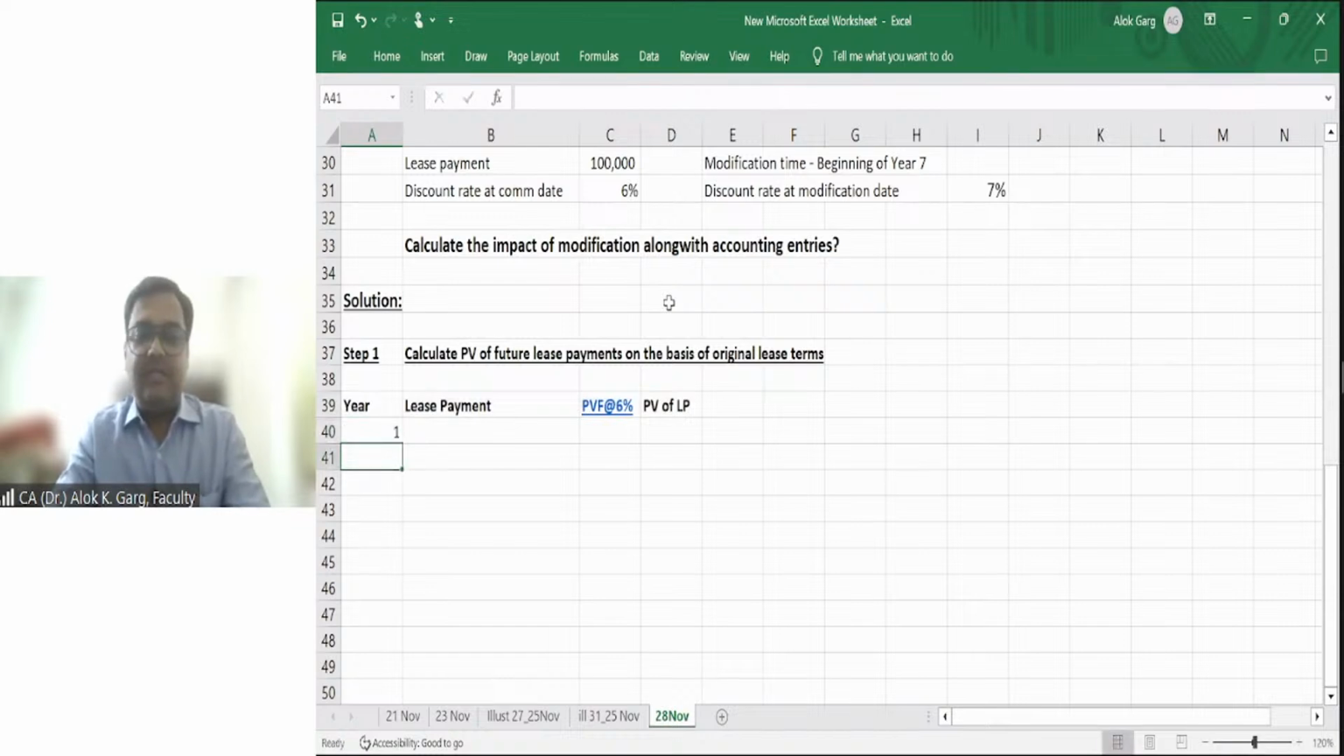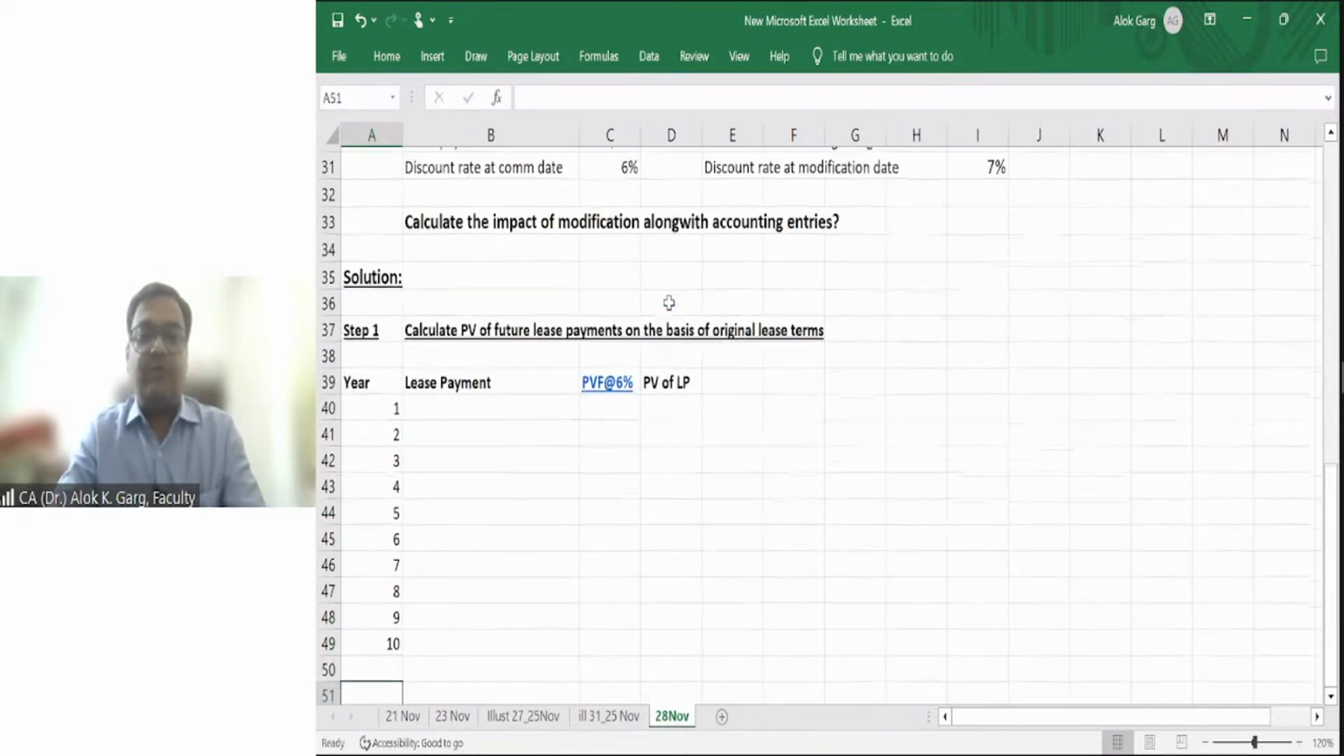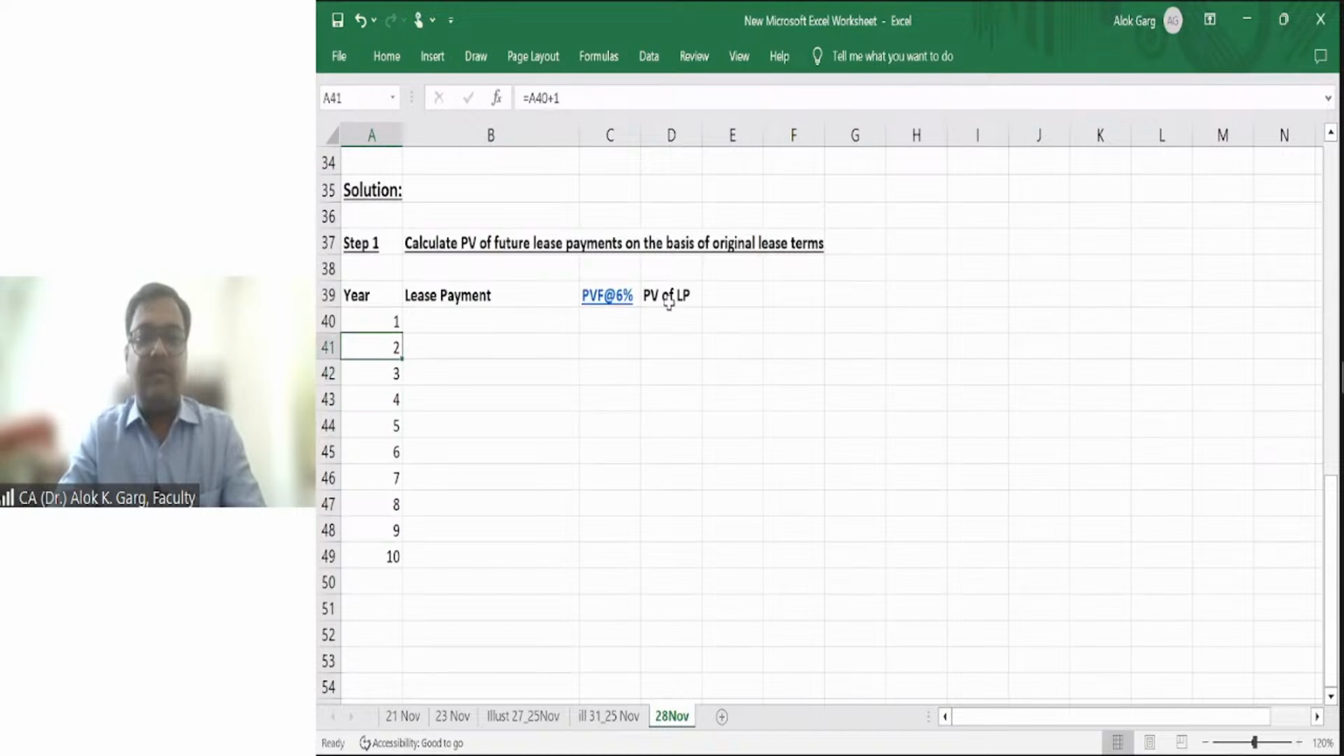What is the year? Year is 10 years on the basis of original lease terms and conditions. This is simple math we are doing, which we have already understood, your computation of ROU asset and lease liability. My lease payment is 1 lakh rupees, right?